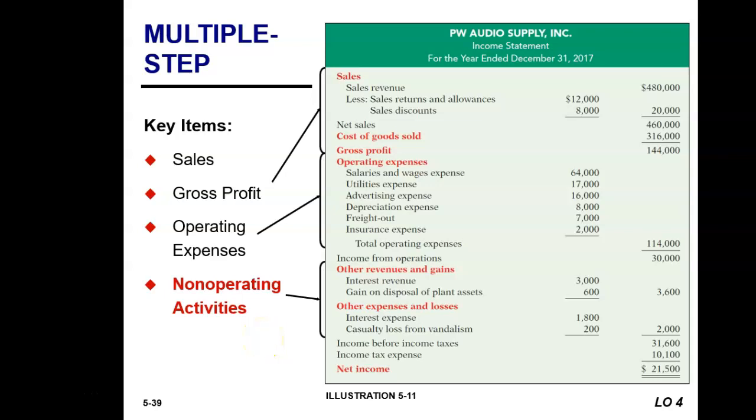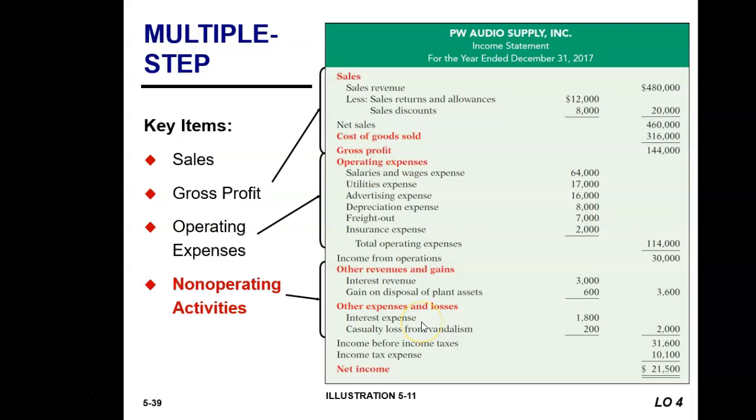We are back to discussing the components of what's known as a multiple step income statement. We will now focus on the non operating activities section. As I mentioned before, these are activities that came from a source other than our principal type of business activity. Under the other revenues, we have interest revenue and again a gain on disposal of plant assets. Under the other expenses, we have interest expense, and then a loss that came from vandalism.